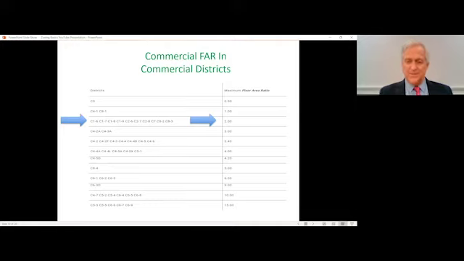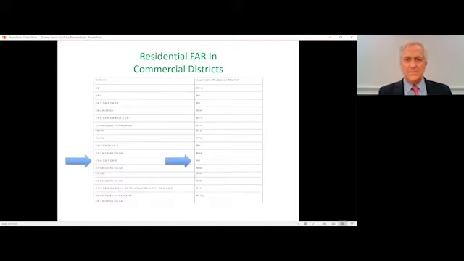Okay, but now let's move on to the residential FAR in a commercial district. How do you calculate that? So here's a chart. You see districts on the left, FARs. Well, you don't see FARs on the right here. What you see on the right here is something different. On the left, let's look at the blue arrow.